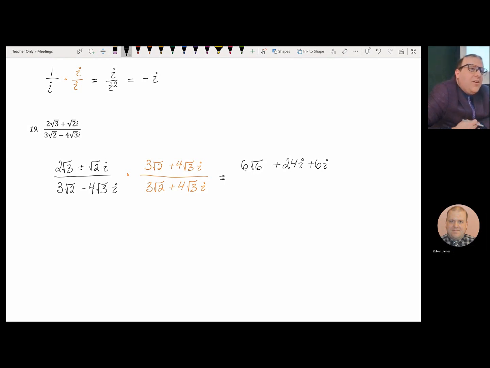Right, those are the inners that I just did, right, of FOIL. Now I'm doing the outers. Plus 4 root 6 i squared, right? Denominator is difference of squares. So 3 root 2 all squared would be 9 times 2, 18. Minus 4 root 3i all squared. 16 times 3, 48. So there's your denominator.